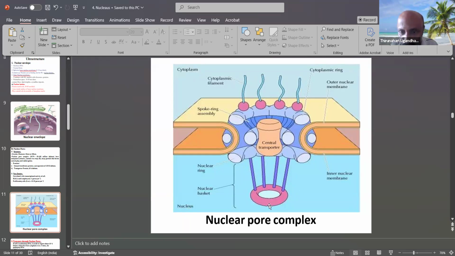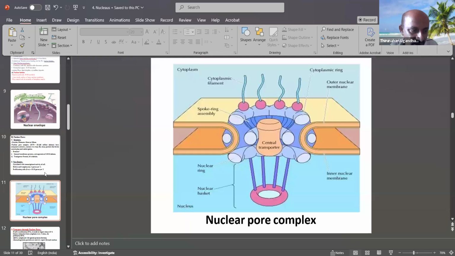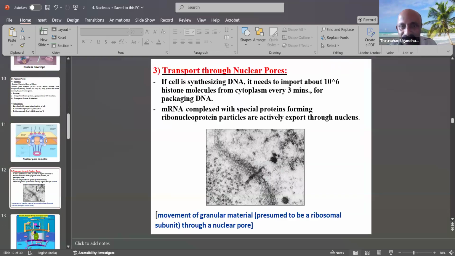This is the nuclear pore. The nuclear pore complex consists of the nuclear pore, central transport, nuclear ring, and nuclear baskets. This complex has important features for transport through the nuclear pores. In cells, DNA synthesis needs the import of about 10 to the 6 histone molecules from the cytoplasm every 3 minutes for packaging of DNA.